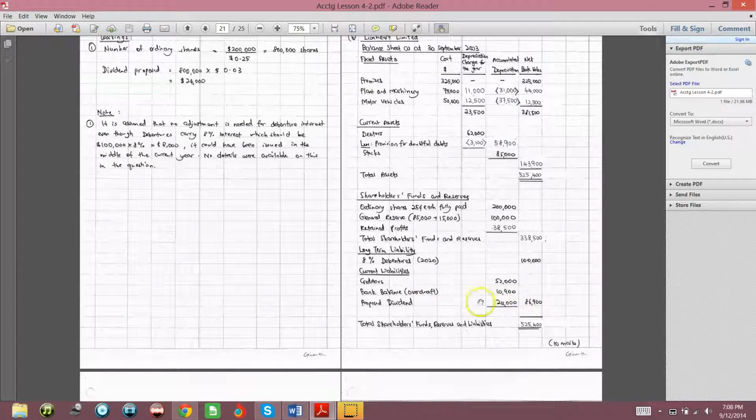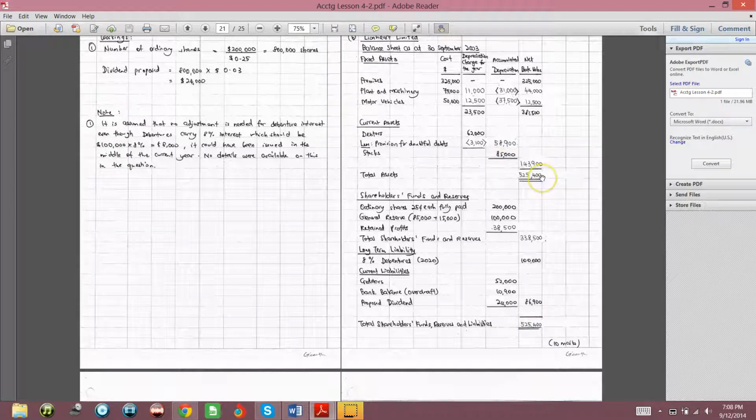Then proposed dividend. Proposed dividend means the dividend that is promised, suggested, but not confirmed. That means it's not paid yet. If it's not paid yet, that means it's owing to the shareholders. So it's a current liability. So put it under current liabilities. That means the company owes the shareholders 24,000. So it's under current liabilities. So then I get here.